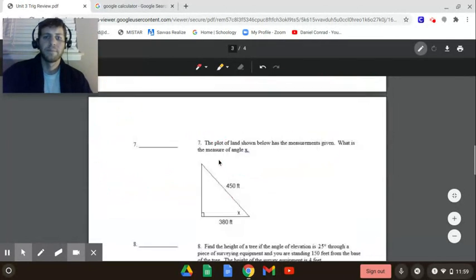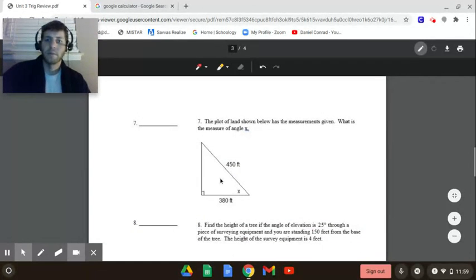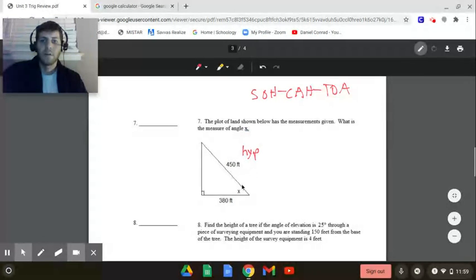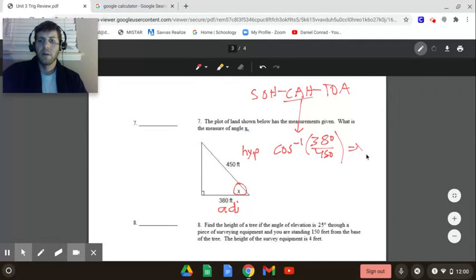Number 7, again, similar thing here. We're solving for an angle this time, so it's going to be inverse. If we look at our SOHCAHTOA, the hypotenuse is across from the right angle. Circle the angle in question, the x. The 380 is next to it, so that's adjacent. We're going to do adjacent over hypotenuse, that's going to be cosine, and it's inverse cosine because we're solving for an angle. We input the ratio, 380 over 450, and that's going to equal our angle measure.